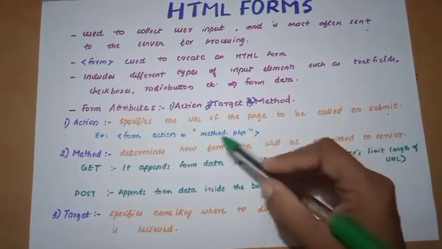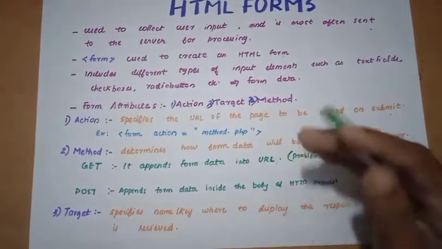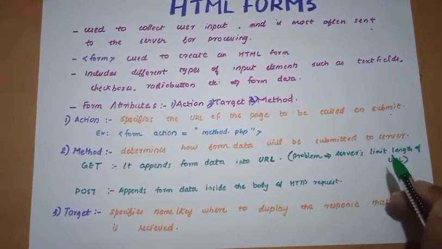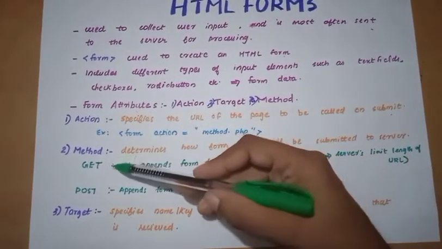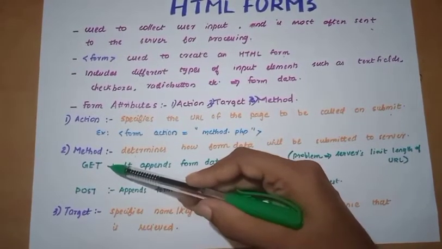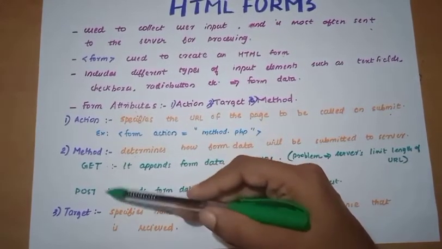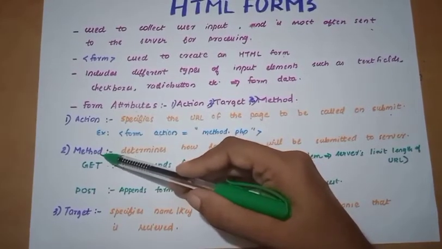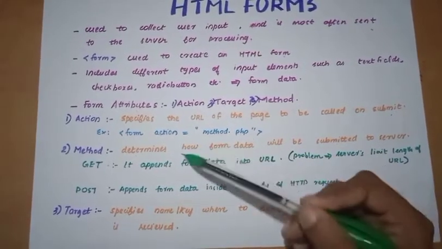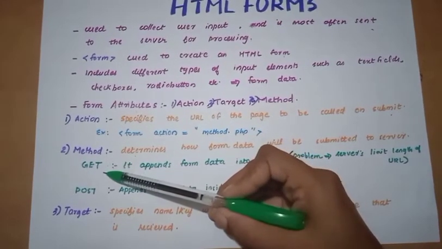That's already specified in the action, and this method specifies how our form data should be submitted to the server. So there are two general methods: get and post. We can use get, or we can use post, and either one can be used in the method equal to value. Got it? Why? Because it determines how. This how makes the difference between these two.